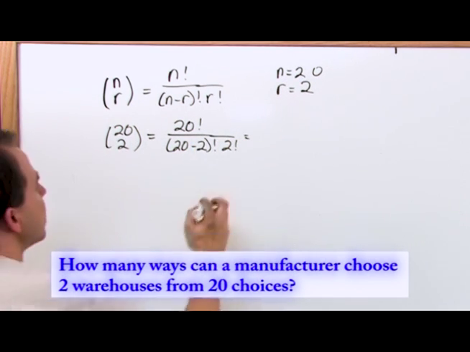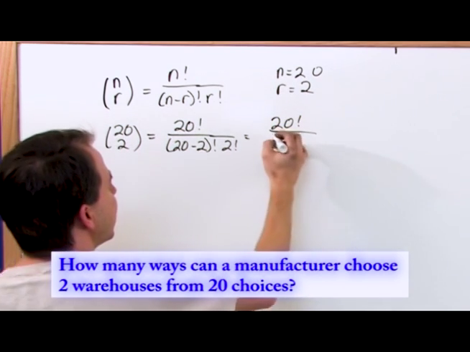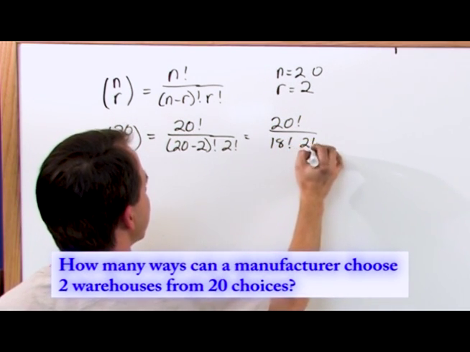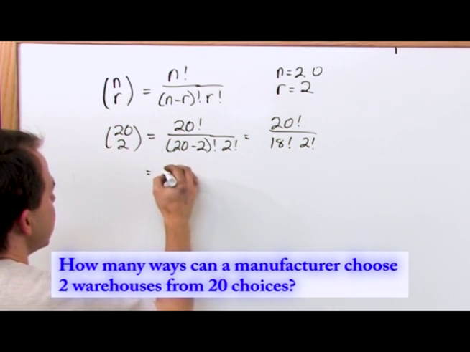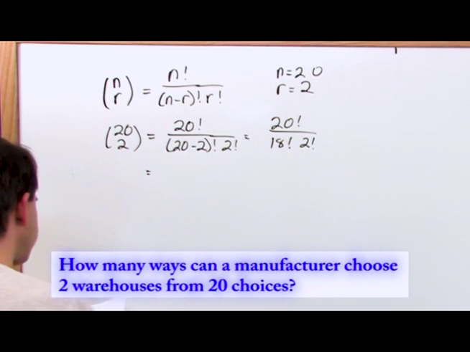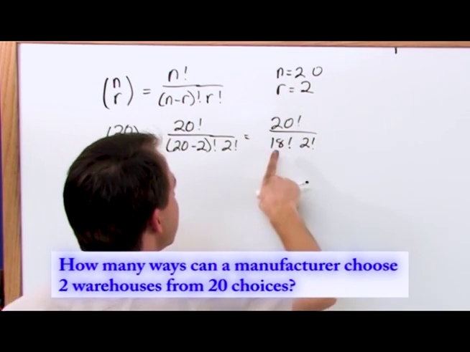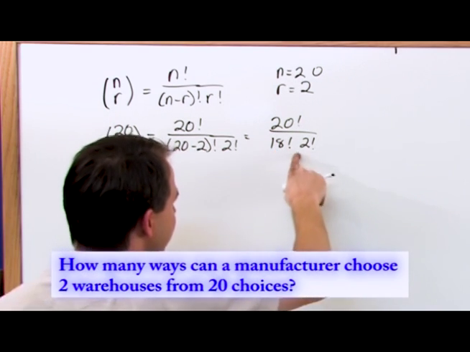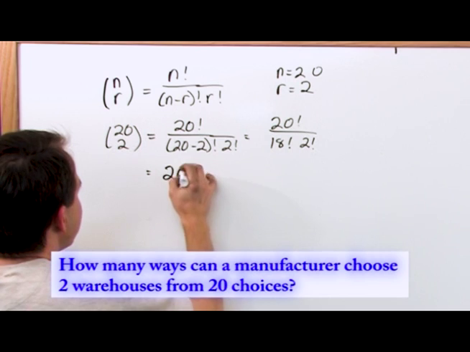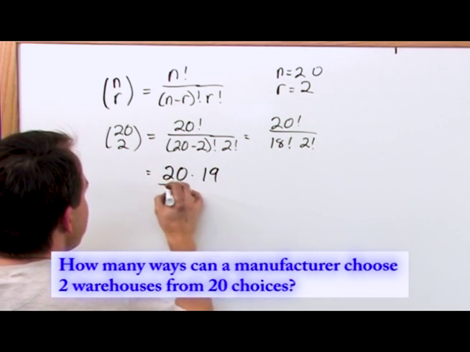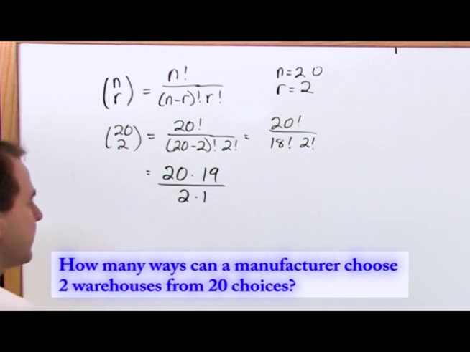Okay? So what I'm going to have here is 20 factorial over 20 minus 2 is 18 factorial times 2 factorial. Okay? And again, I can do all this multiplication, that's fine, but what you'll find out here basically is I have 20 times 19 times 18 times 17 all the way down. 18 factorial is 18 times 17 times 16 and on down. So because you're going to have all these cancellations, what you're going to have is 20 times 19 on the top, and you're going to have 2 times 1 for the 2 factorial on the bottom.